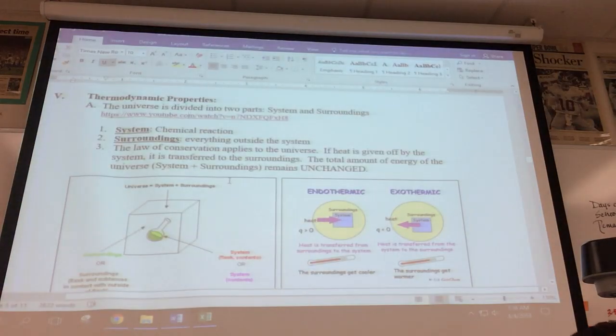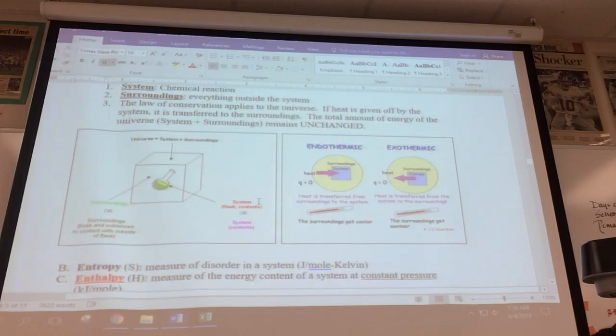All right, and so again, these terms were defined for you, system versus the surroundings. We know that the law of conservation of energy indicates that any heat given off by the system is transferred to the surroundings. You don't want to lose any heat. That will be important when we do our calorimetry experiment. So any heat lost by one is gained by the other. And shown here, you can see the system and the surroundings.